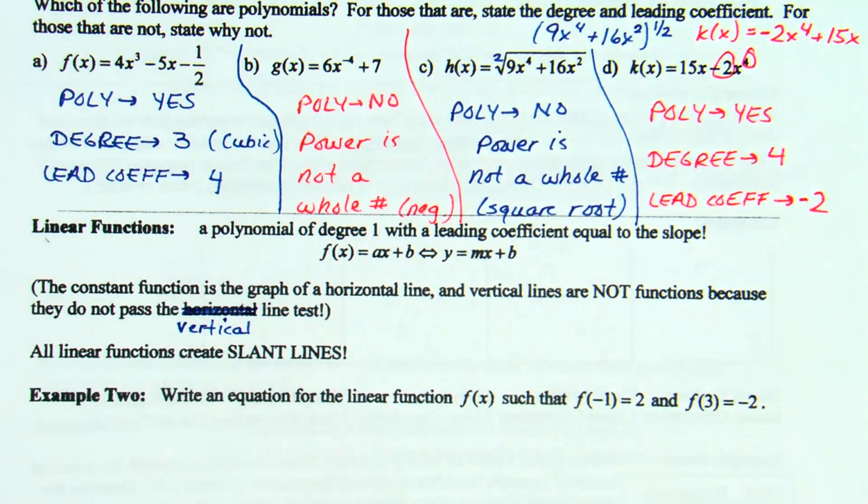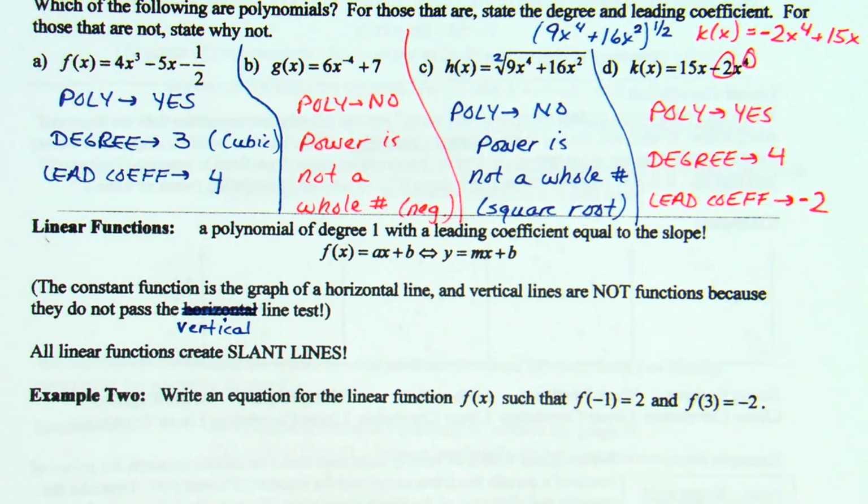So all of that to say, linear functions are not going to be your horizontal lines, even though we think of that being a linear function. Linear functions are specifically your slant lines, ones that have a slope of something other than 0.